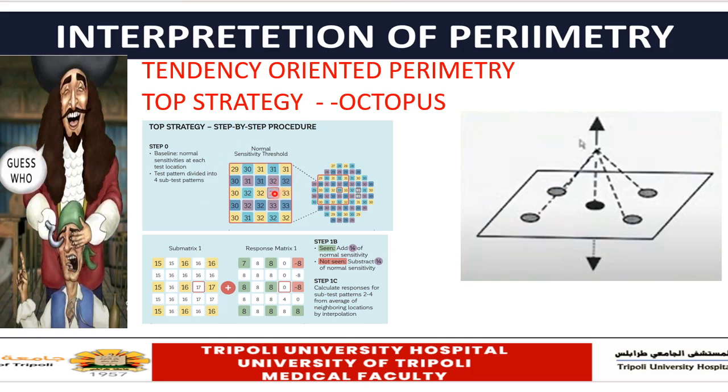Each point is measured and adjusted according to the sensitivity of the adjacent points and accordingly increased or decreased. So at the end of the perimetry, we get a precise and nearly very accurate result of the sensitivity of all the points of the retina. This is called the TOP strategy, or tendency-oriented perimetry strategy. This is seen in Octopus perimetry, and the equivalent strategy in Humphrey perimetry is SITA fast.